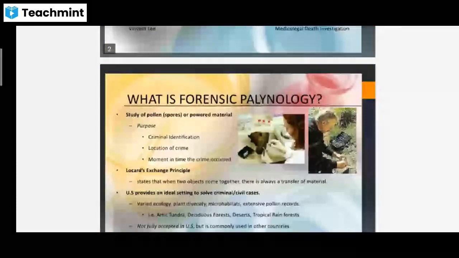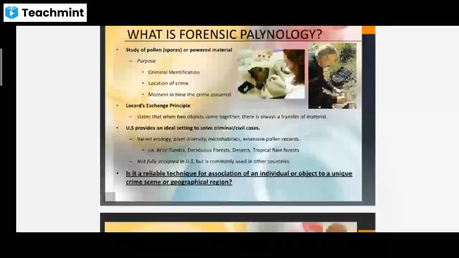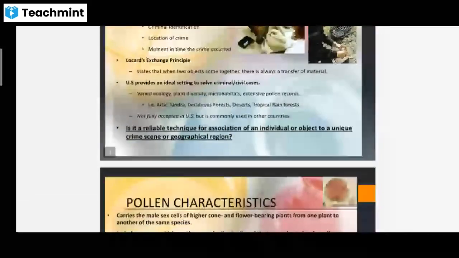Study of pollen or powdered material, criminal identification, location of crime, moment in time the crime occurred. Locard's exchange principle states that when two objects come together, there is always a transfer of material. Varied ecology, plant diversity, microhabitat, extensive pollen records, that is tundra, deciduous forest, desert, tropical rainforest. It is a reliable technique for association of an individual or object to a unique crime scene or geographical region.